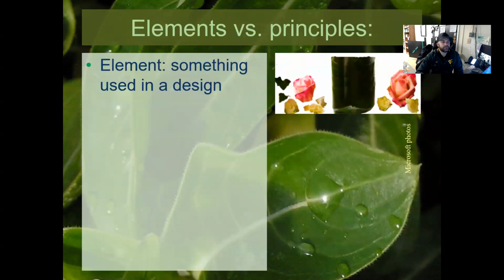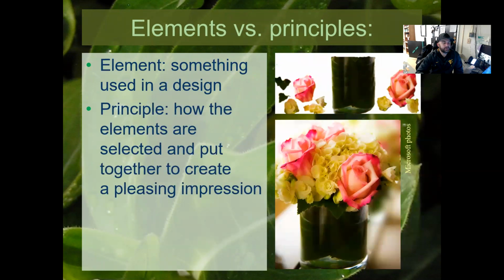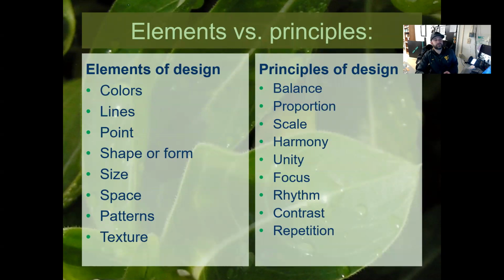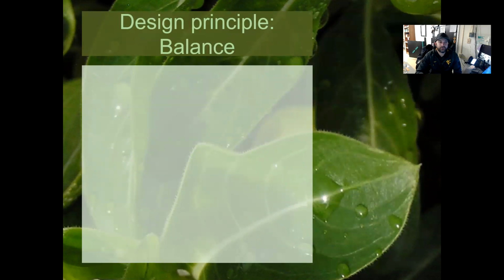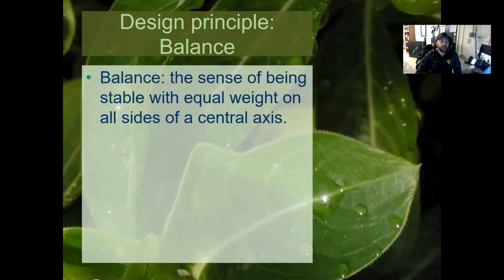So elements versus principles. An element is something used in a design, while a principle is how the elements are selected and put together to create a pleasing impression. Let's take a look at some different elements of the design: colors, lines, point, shape or form, size, space, patterns, and texture, while the principles of design include balance, proportion, scale, harmony, unity, focus, rhythm, contrast, and repetition. So how do we use these principles? Let's take a look.